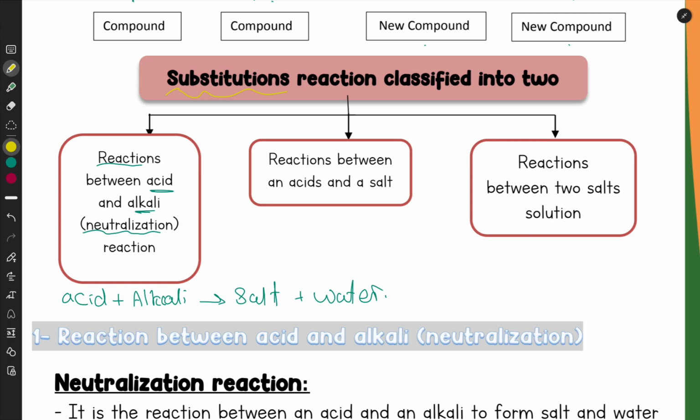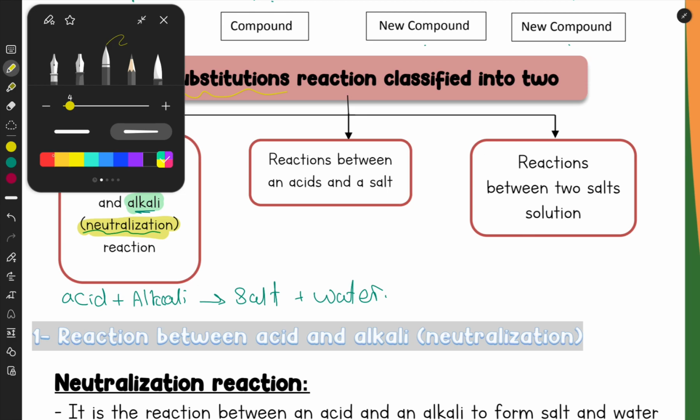In the last video, we ended with the substitution reaction and its classification. We know that substitution reactions are classified into three main types. The first type is the reaction between acids and alkalis. This reaction is called neutralization. So the first one again: the reaction between acids and alkali.